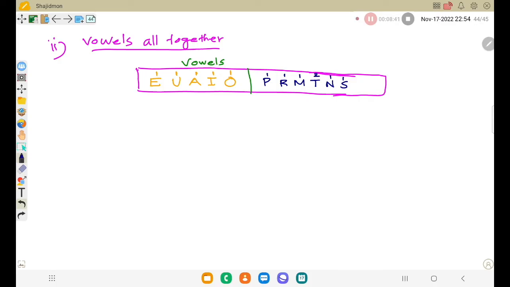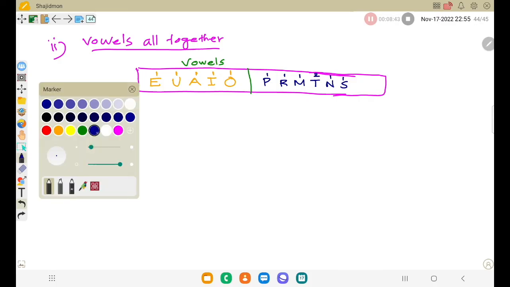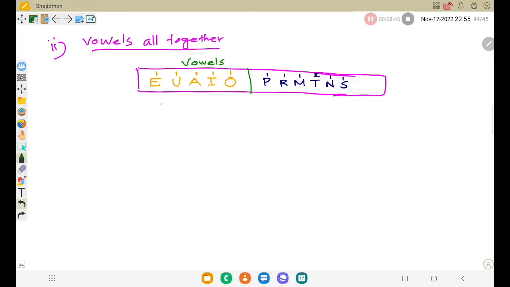So what we do now? We are just taking this object as a single object. This is one object. All vowels taken as one object. Plus here, how many objects can you think about? 1, 2, 3, 4, 5, 6, 7. See, 1, 2, 3, 4, 5, 6, 7.